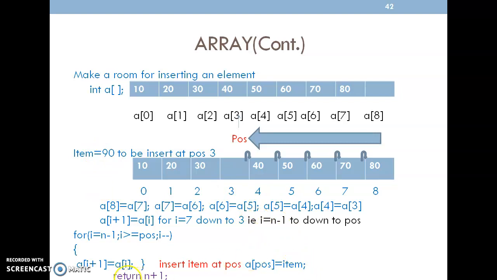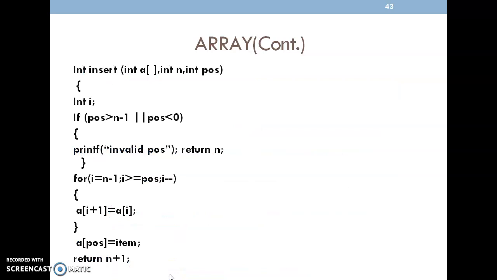Then at the end I am going to return the n plus 1 value. Earlier n values were taken, but now I am adding one more value to the existing array. That time it becomes n plus 1. So the entire step-by-step code is written like this.